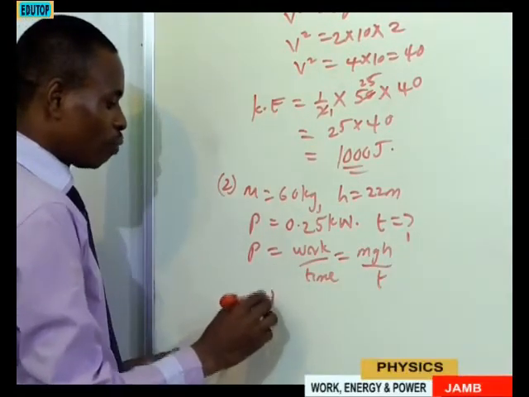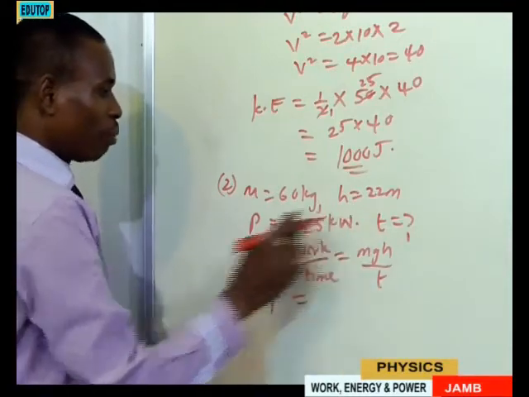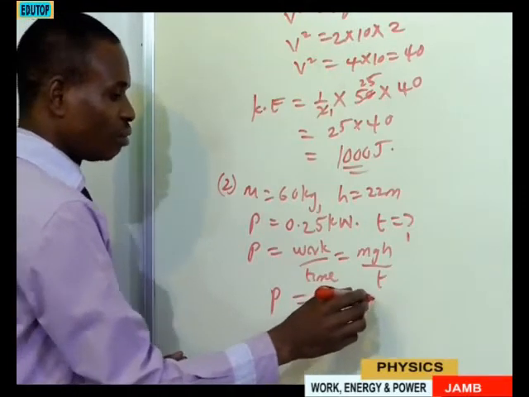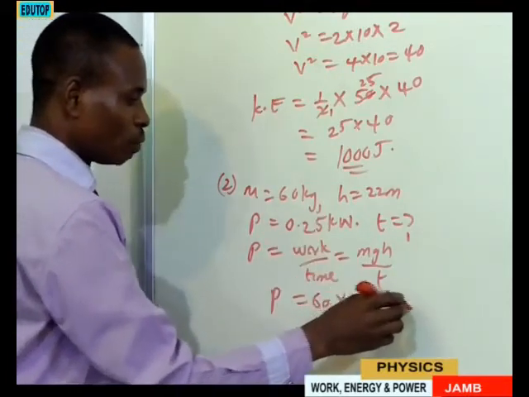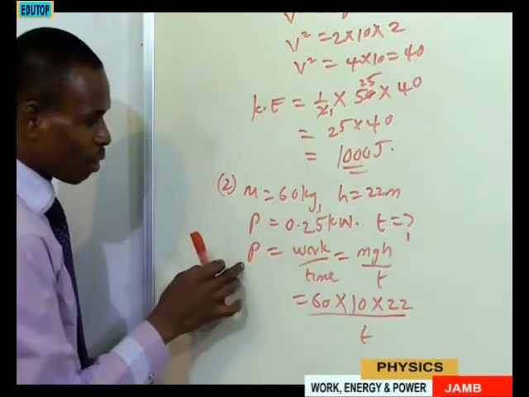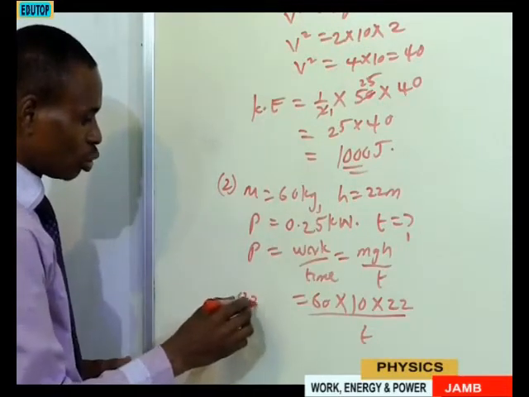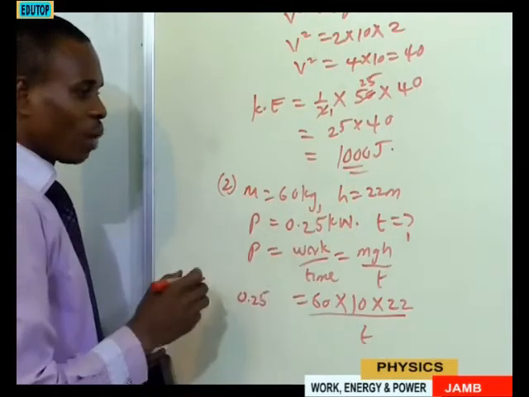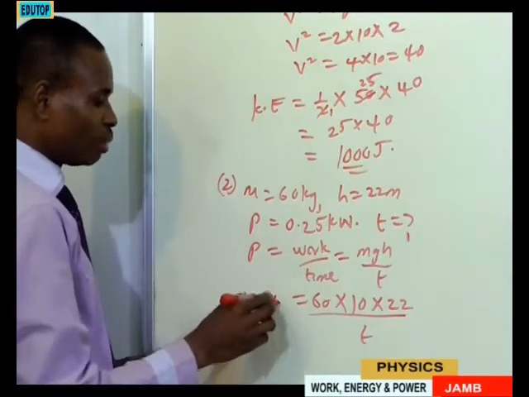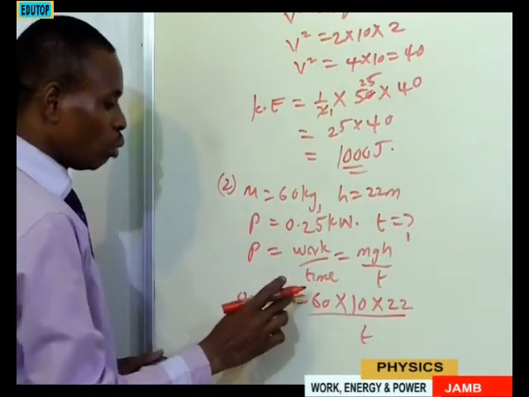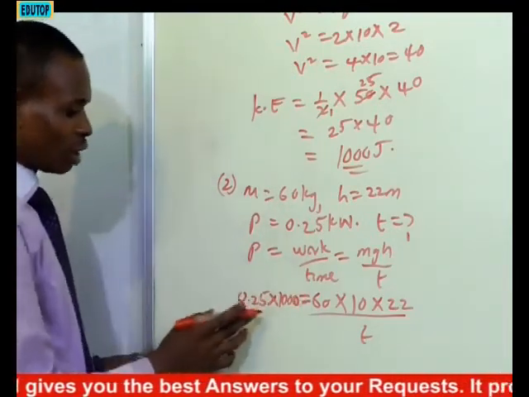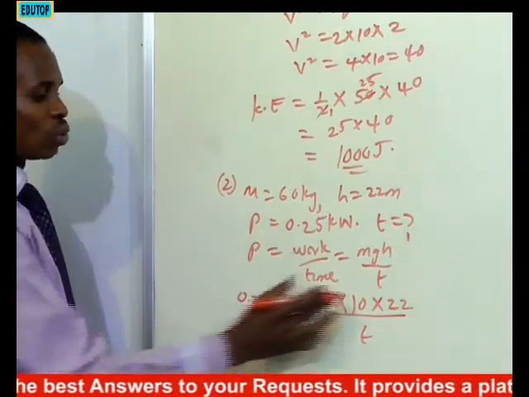In this case, we are going to have P equal to m, which is 60, g is our number associated to gravity, which is 10, our height is 22, everything over time. But we have been given the value for power, which is 0.25, in kilowatts. To convert kilowatts to watts, we are going to multiply it by 1000, because kilo means 1000. Whatever you are having, multiply by 1000. That's what we are having.